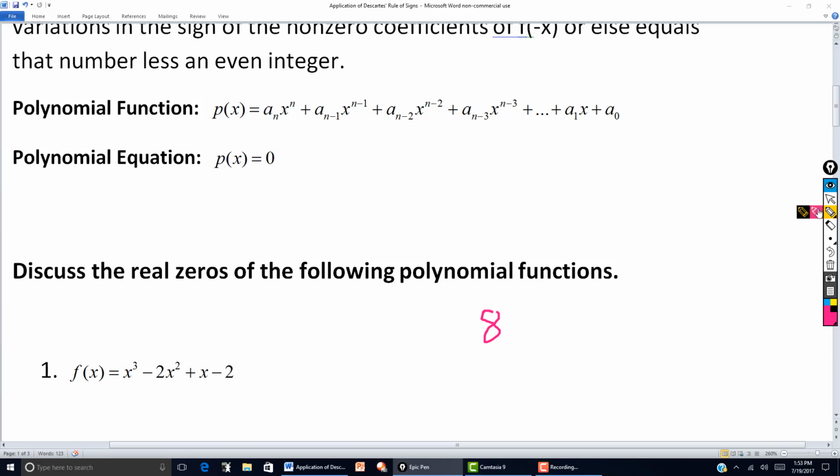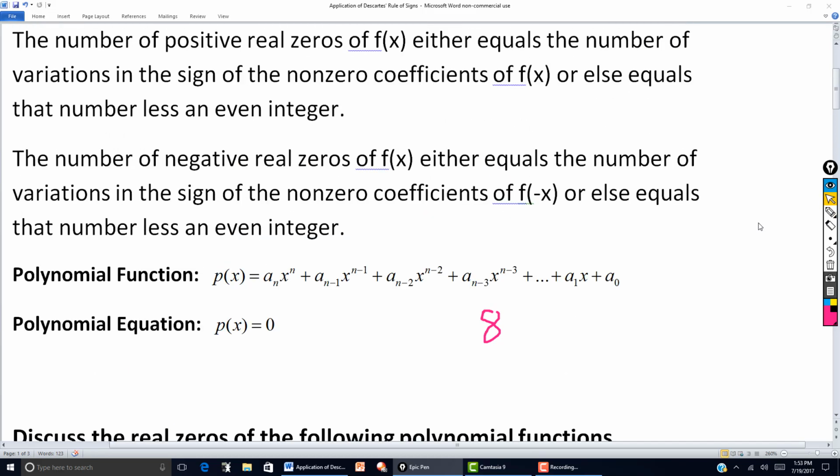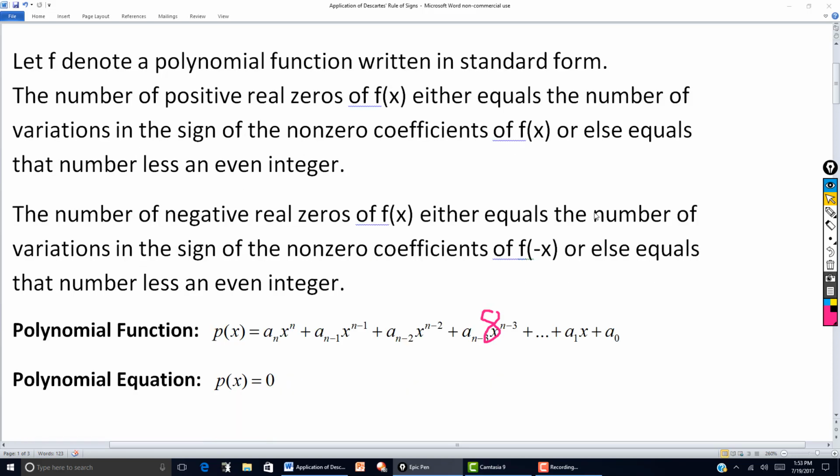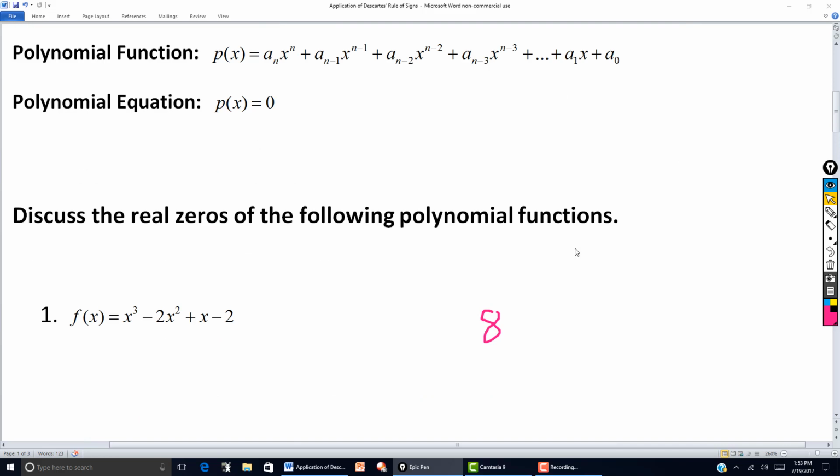Let's see what this said. If you have it written in standard form, the number of positive real zeros of f of x either equals the number of variations in sign of the non-zero coefficients of f of x, or else equals that number less an even integer. So let's look at this. Let's say we got 8 variations.